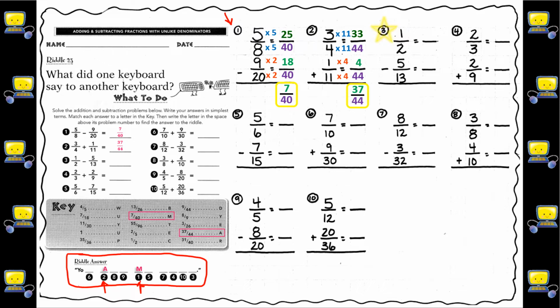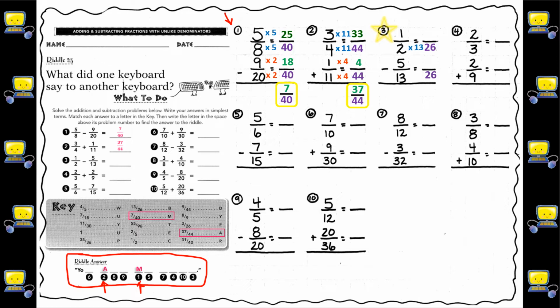Copy problem 3 down, pause the video, and solve. When you're ready, unpause the video. When I look at this problem, the larger denominator is 13. 13 is not a multiple of 2, so I cannot use it. I'm going to double 13 to 26. 26 is a multiple of 2, so I can use it.